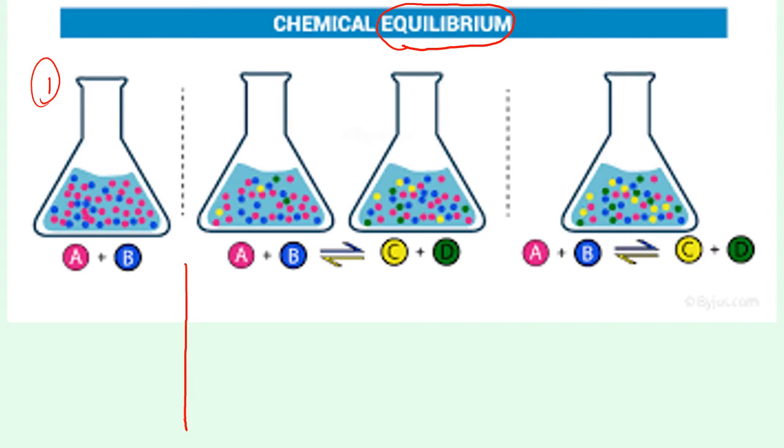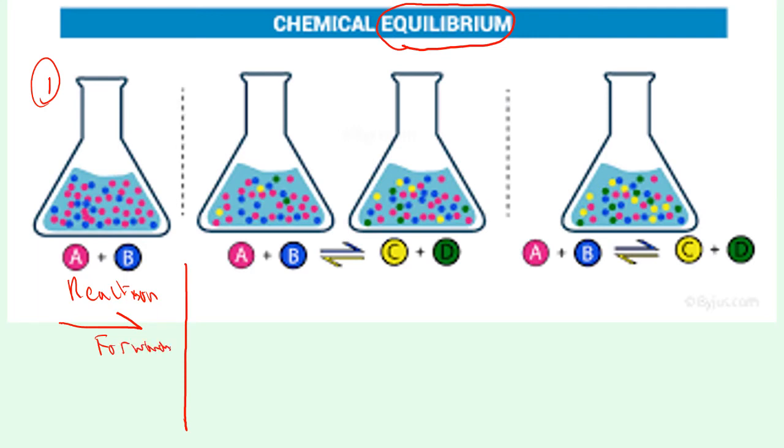So when we start off with A and B, our reactants, there is none of the other chemical there. So what happens here is that the forwards reaction is nice and fast. Lots of collisions and the reaction happens. The forwards reaction happens quickly.